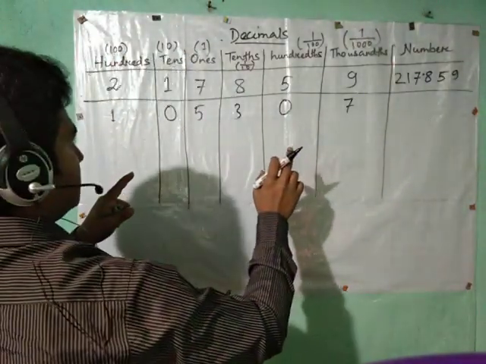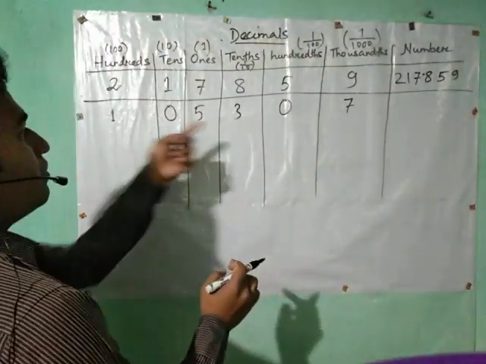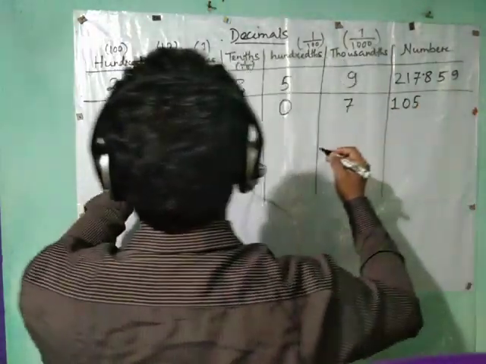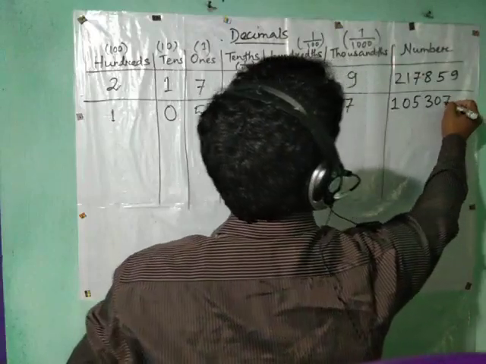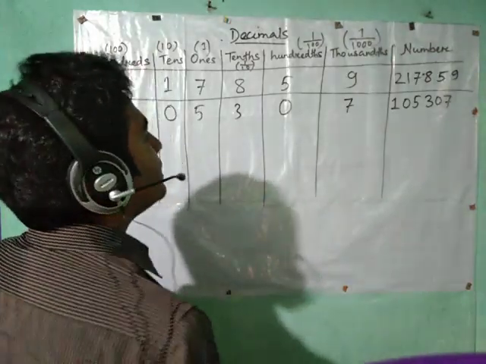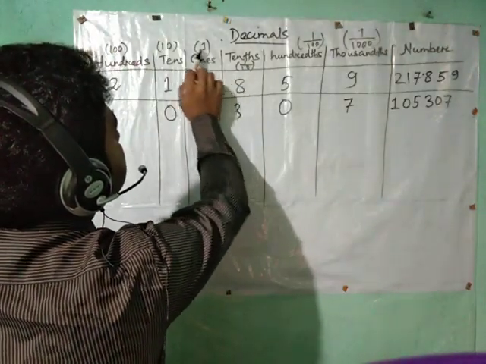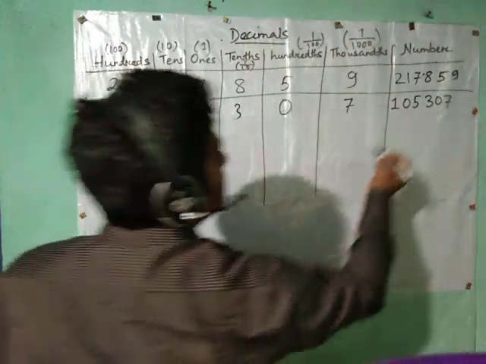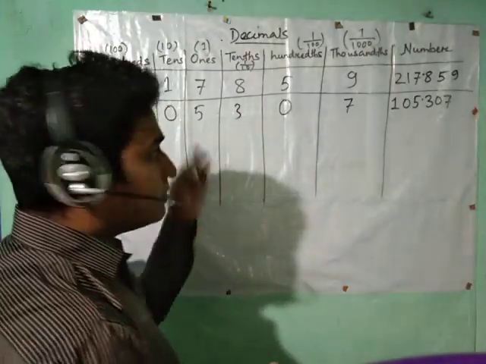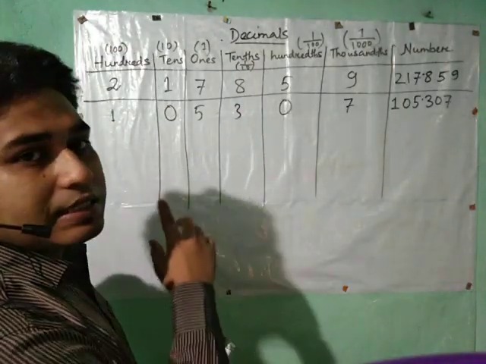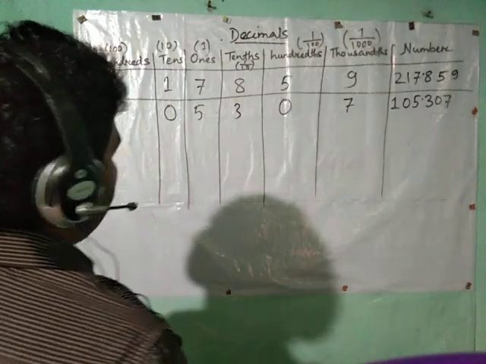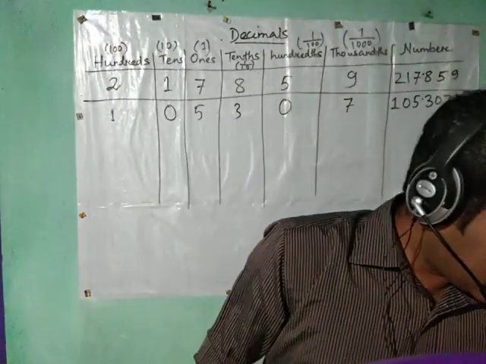So now put all the values. 1, 0, 5, 3, 0, 7. Now I have to choose the place where I need to put the decimal. Look at the transition. Here the transition is taking place, so I will put the decimal in between 5 and 3. I hope it is clear now. If you cross check with the values given in the chart, it will give you the correct idea, and you will get the required answer. So this is all about the concept regarding decimals.